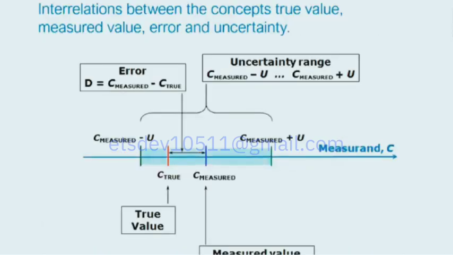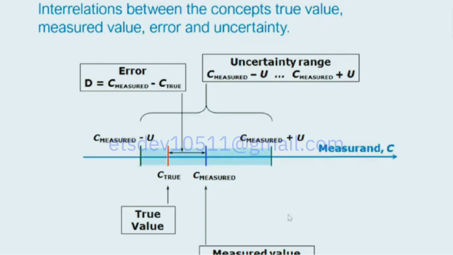Now, just to summarize the interrelationships between error, the true value, the measured value, and the uncertainty. If this blue line represents the measurand and you have been given a plus or minus value, what is given in red is the true value, and the uncertainty is added to or subtracted from the measured value: the measured value plus U or the measured value minus U.